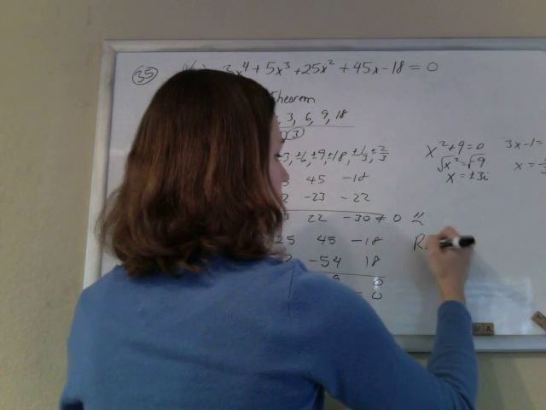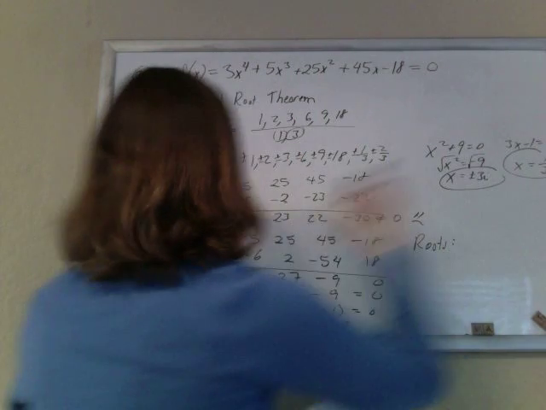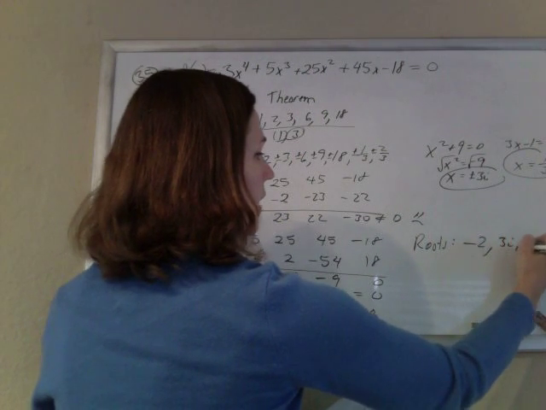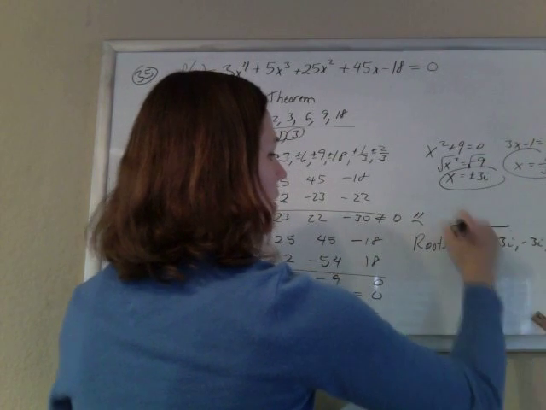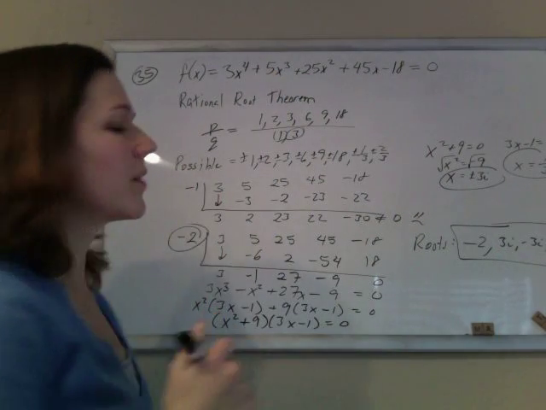So my final roots are going to be the negative 2 that I found over here, the 3i and the minus 3i, and the 1/3. Notice I have 4 lovely roots for my 4th degree polynomial, and we are done.